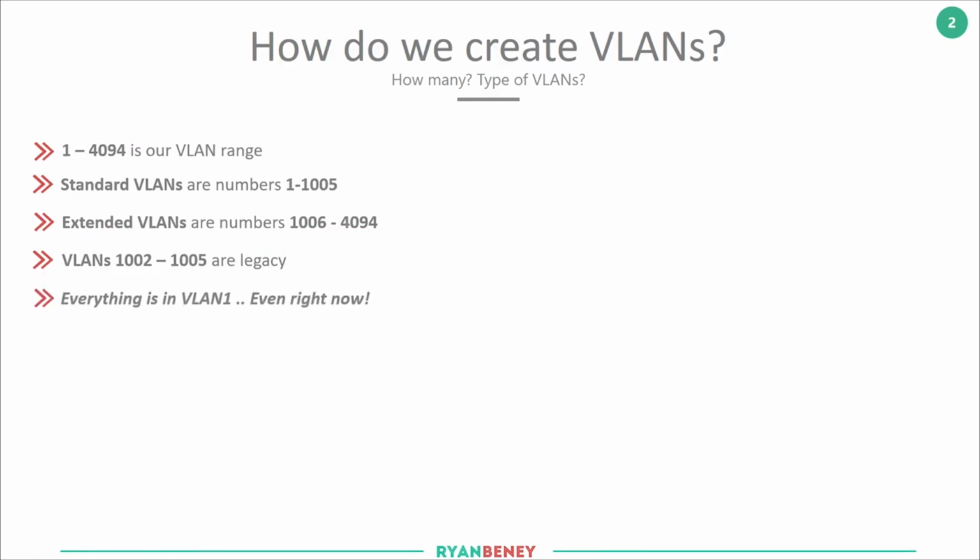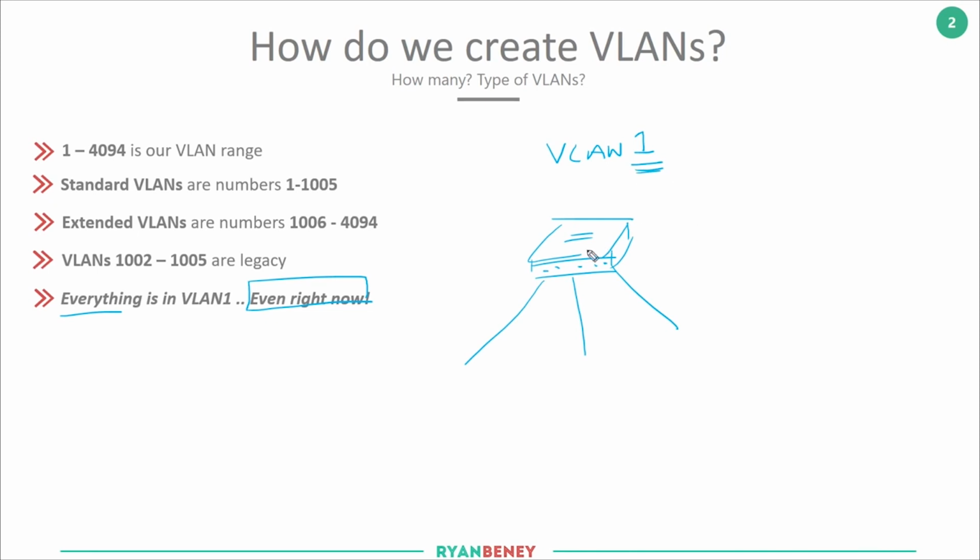Lastly, there is the concept of VLAN 1. I've put a comment here that says everything is in VLAN 1 even right now. What I mean by that is when you first purchase a switch, and that may be a Cisco switch or another switch that supports the VLAN feature set, by default every single port on that switch is a member of VLAN 1. That's the default, sometimes referred to as the native VLAN on this switch. Even if you don't enable VLANs, the ports are still part of VLAN 1.